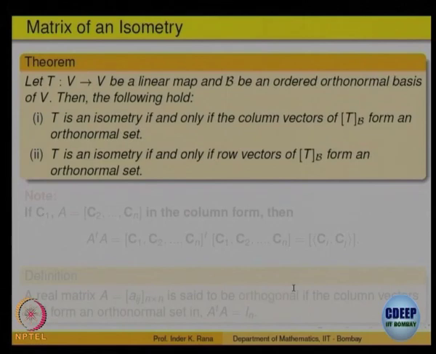So, once we have said that we have got an inner product space, what is an inner product space? A vector space on which an inner product is defined. So, all subspaces of R n, once we take the inner product also in mind, become inner product spaces. So, T is linear and B is an ordered orthonormal basis.